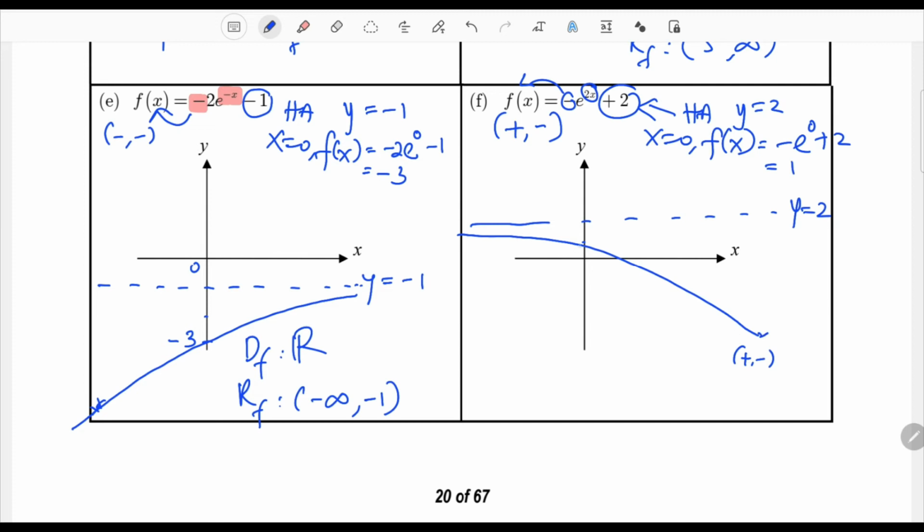Okay, so this is your 1. This is your 0. So domain of f will be negative infinity to infinity. You can write negative infinity to infinity, or you can just write real number. And then range of f will be negative infinity up to 2, open. Make sure this is the open interval, because the curve can never touch the asymptote.